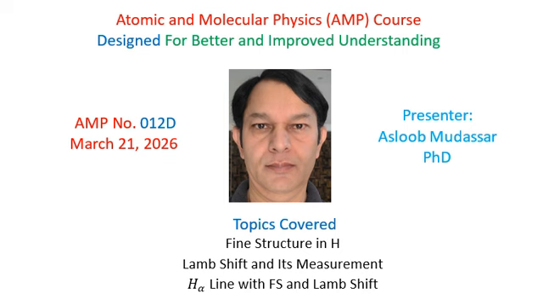This is your presenter Asloob Mudassar, and I am presenting slide number 12D of the course on atomic and molecular physics. In today's lecture, I shall be covering the following topics: fine structure in hydrogen atom, Lamb shift and its measurement, and H alpha line in the presence of fine structure and Lamb shift. This lecture, which is lecture number D, is in continuation of the previous three lectures.